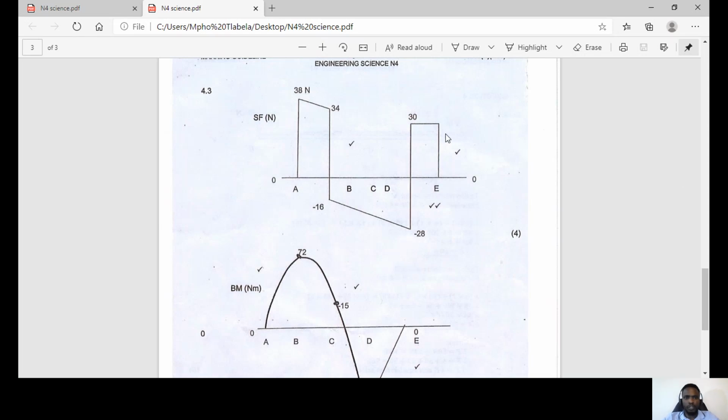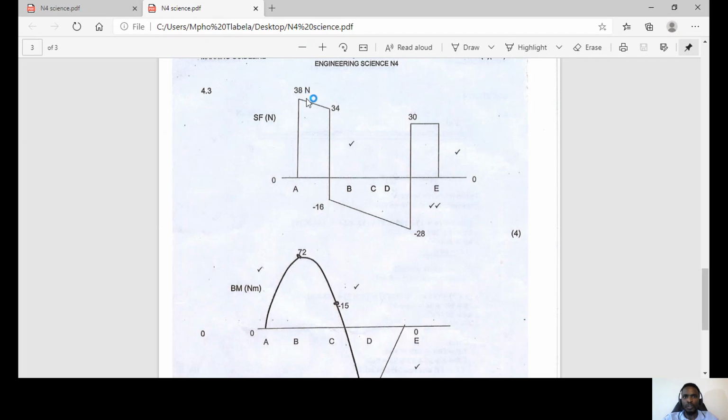Right. You'll notice at A, we've got a force pointing up, that's why it's going up. That support is 38 Newton meter. You go up 38 Newton meter.